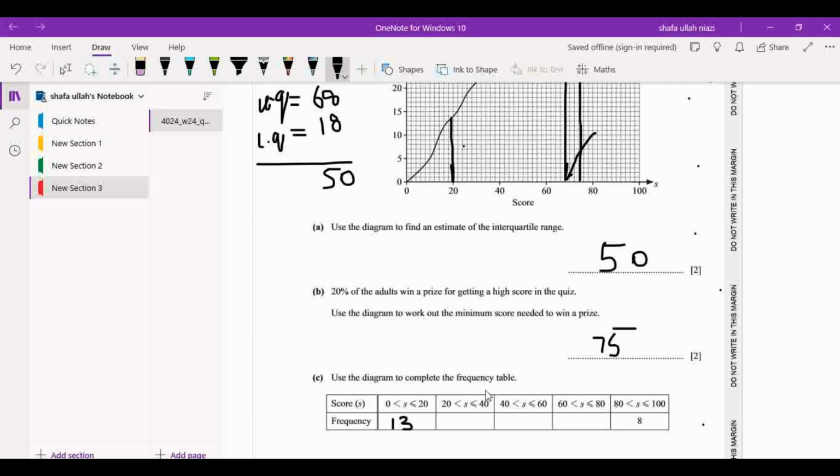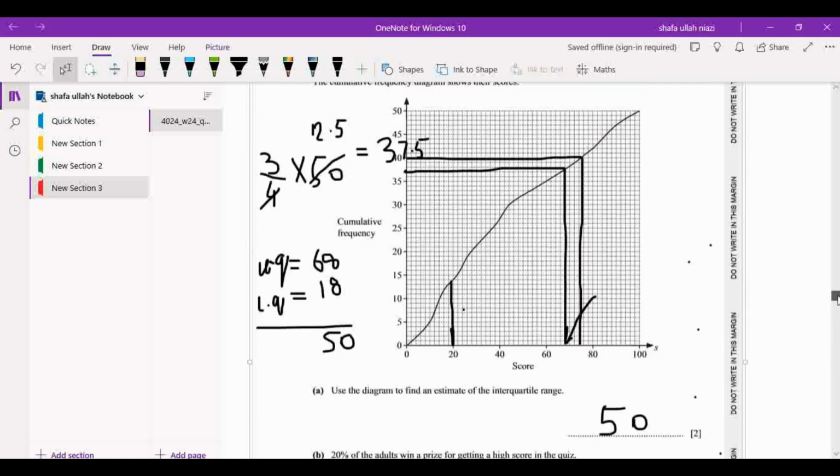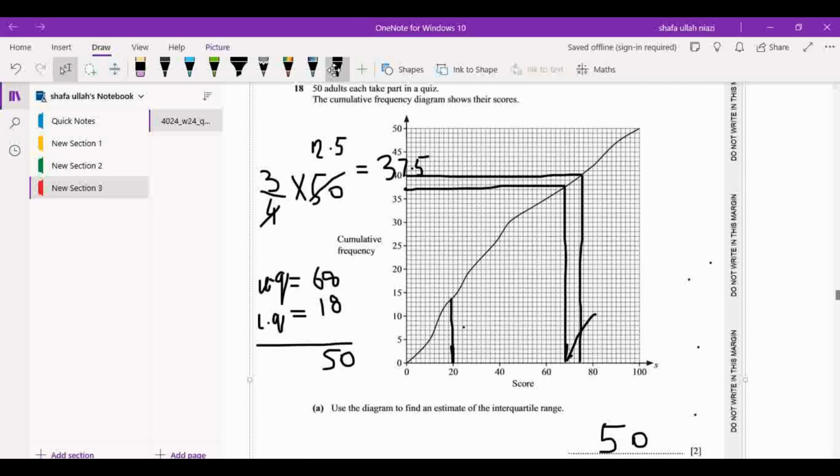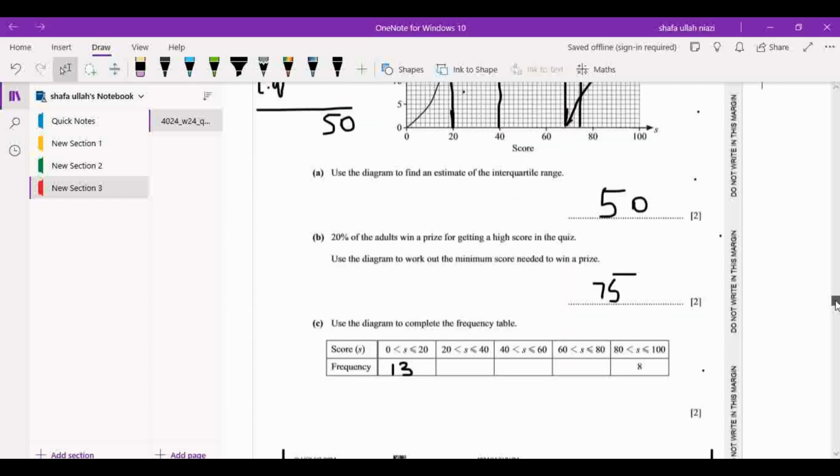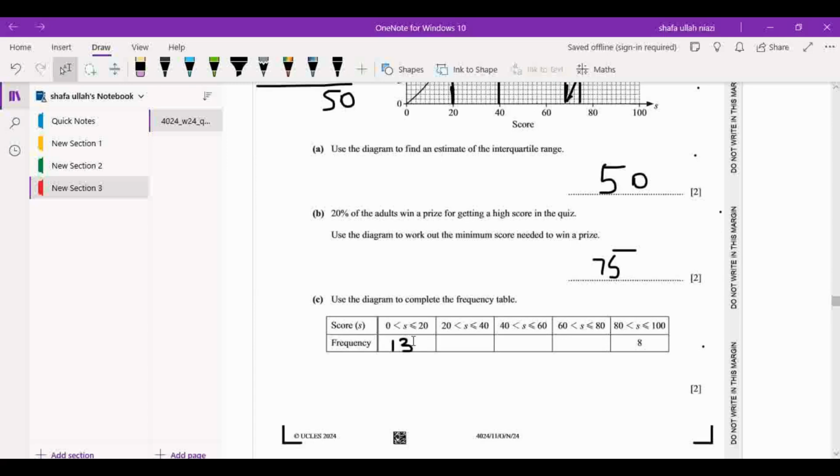Next is 20 to 40. Where is 40? 40 is here. This line is 40. And it cuts the graph at 26, 27. So this is 27. It means 27 is cumulative. So 27 minus 13 comes out to be 14. So there should be 14 here.